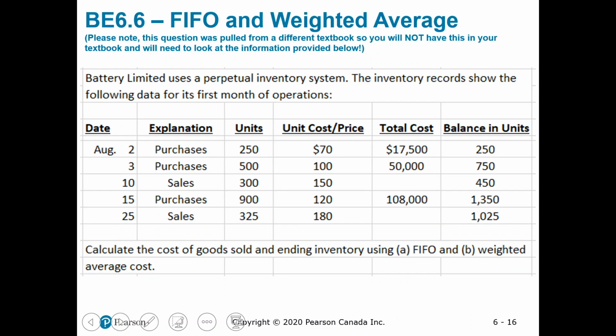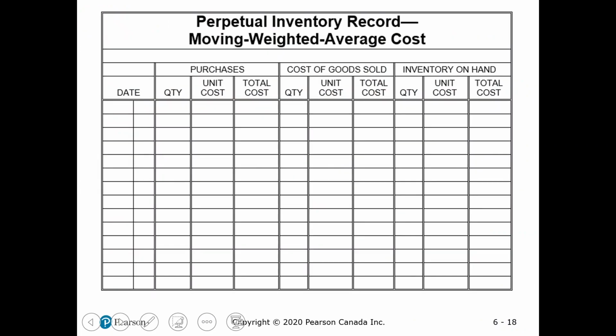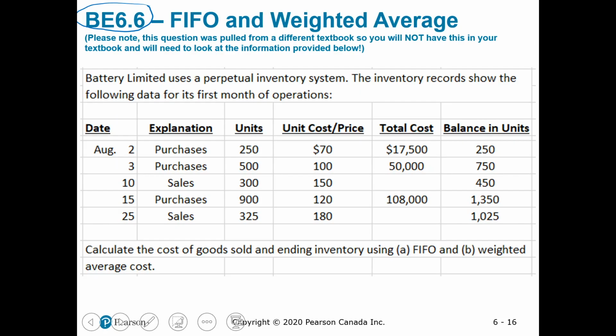Just to note quickly, in the video I'm using this question BE 6.6, which is from another textbook, so you won't have that in your actual textbook for our course. You need to use this slide. You will also want to print out these templates. I posted them with the video material, with the PowerPoint. You'll want to print one for weighted average cost and one for FIFO so that you can complete them on paper when you do this question.